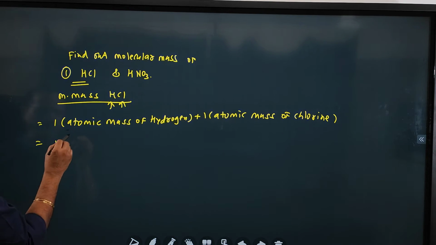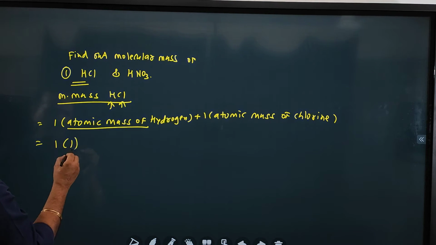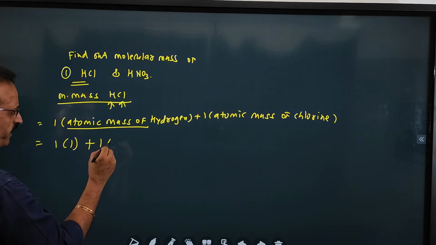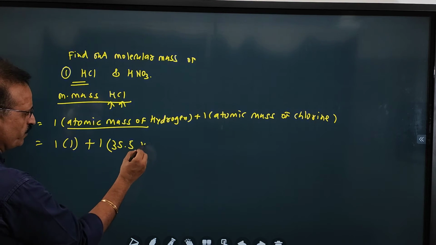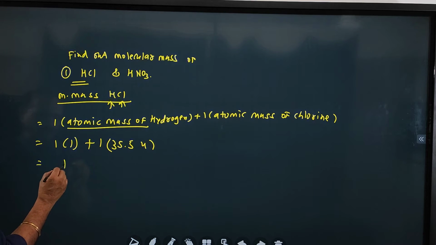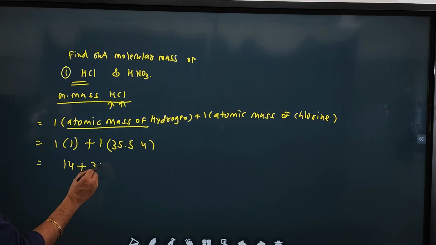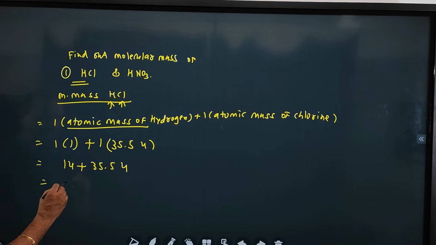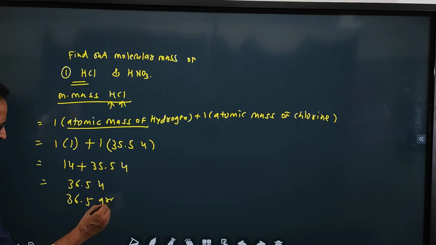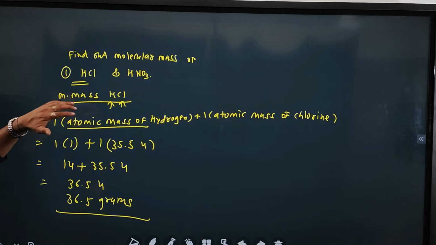So there will be the answer: 1 into atomic mass of hydrogen, we are taking 1, plus atomic mass of chlorine is 35.5 U. So we are having 1 into 1 means 1 U plus 35.5 U, total 36.5 U or 36.5 grams. This is the example that I have calculated. You should follow this theory properly. You should put the proper step to calculate the correct answer. That is very most important.